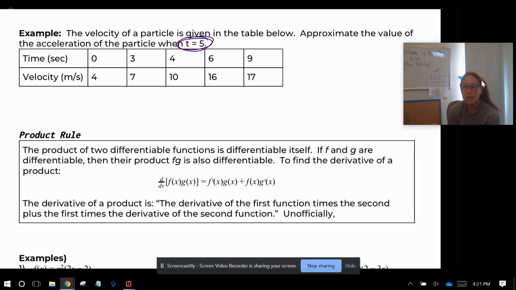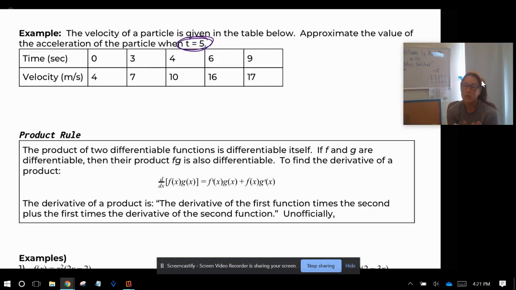So which values would give us the best estimate of our derivative? Can we just take a derivative? Do we have one point that I can evaluate at? No, we have a table. So the best place for us to find the average rate of change would be at the 2 points closest to 5.